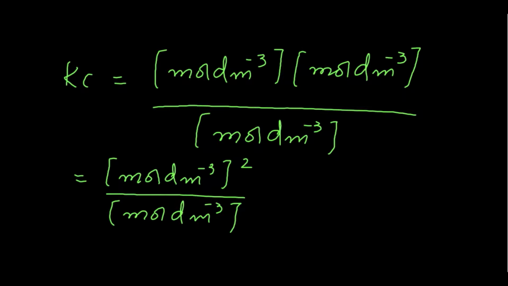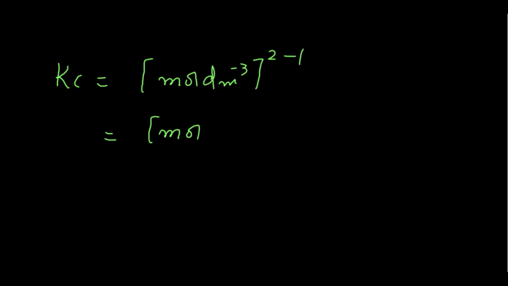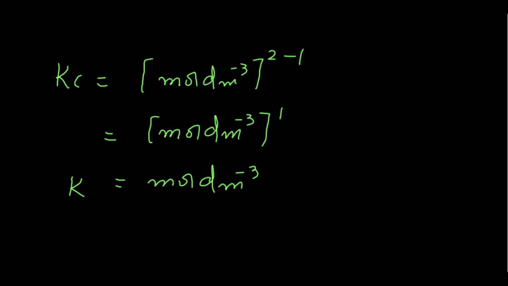Now in the next step, what should be the next step, students? In the next step, Kc is equal to mole per cubic decimeter to the power 2 minus 1. So we will have mole per cubic decimeter to the power 1. What is the unit of Kc for this reaction? The unit of Kc for this reaction is mole per cubic decimeter. This is the unit of Kc for this reaction.